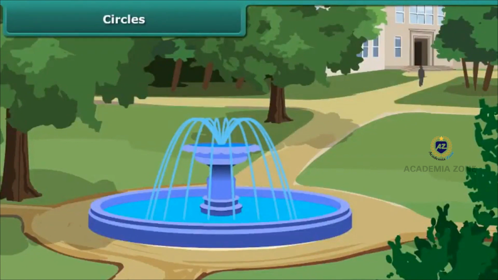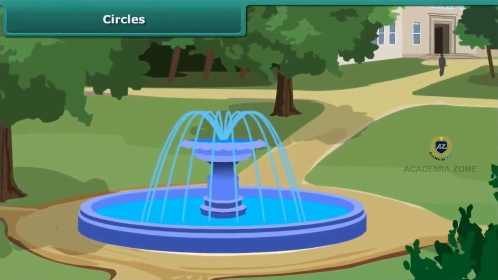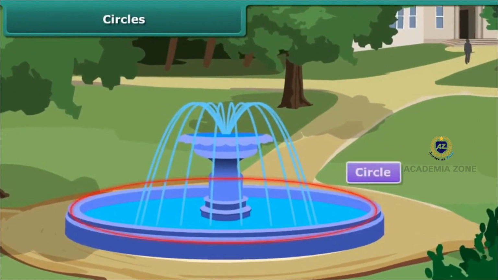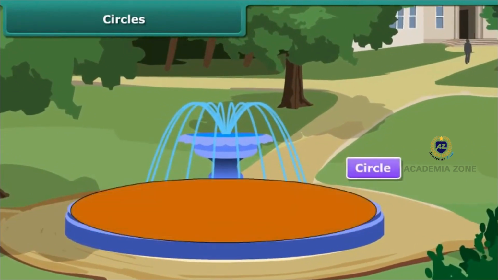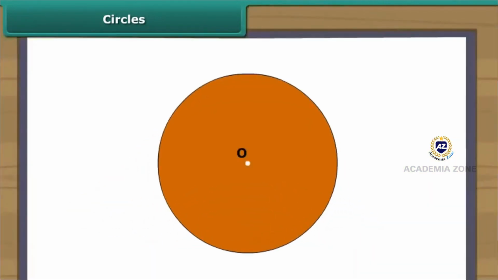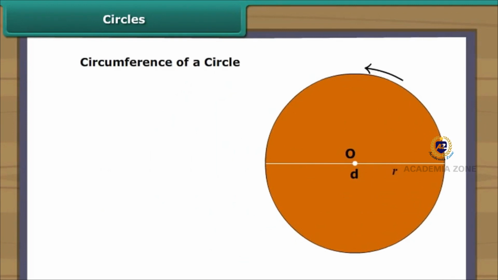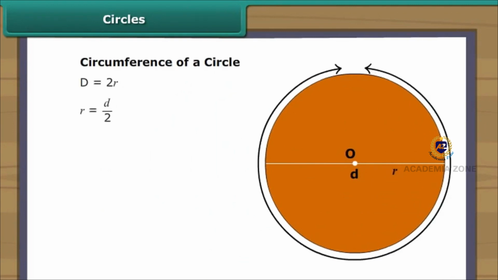Circles. Students, have you noticed the shape of the fountain? The fountain is in the shape of a circle. Can you measure the circumference of the circle? Yes, if you know the radius of the circle, then by using the formula of circumference of a circle. The circumference of a circle is the distance around a circular region, in other words, the boundary of the circle. The circumference of a circle is the product of a constant called pi and its diameter, or twice the product of pi and the radius of the circle.